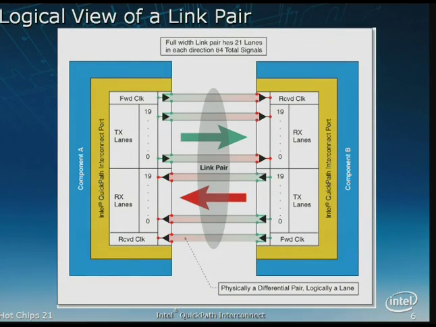Logically, this is what a link pair looks like. You basically have component A and component B for a given link. And before you physical people start yelling at me, this is an architectural rendering, i.e. I did this. Really, the forwarded clock is in the center between all the data lanes. So just remember that.